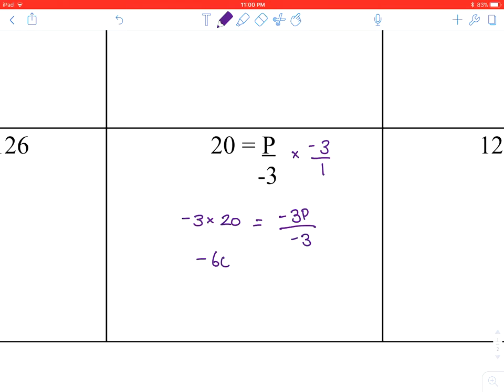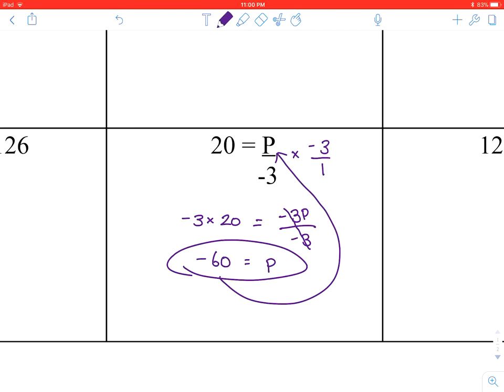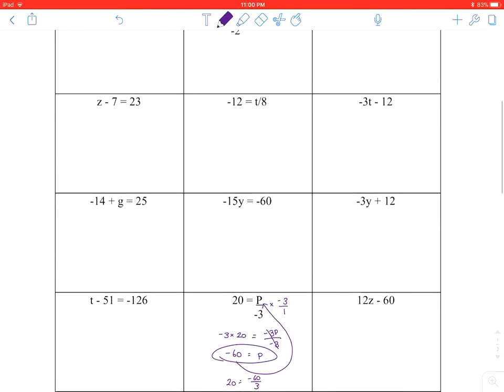Negative 3 times 20 is negative 60. Then on the right side, negative 3p divided by negative 3: negative 3 divided by negative 3 is just 1, which leaves just the p. We don't write the 1, so we just solve that p is equal to negative 60. Taking negative 60 and plugging it back into the original equation, we can check that this is the true answer. Negative 60 divided by negative 3, 60 divided by 3 is 20, and negative divided by negative is positive, so this leaves me with 20 is equal to 20, which is a true statement, so that is our correct answer.